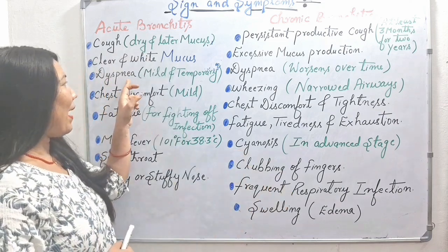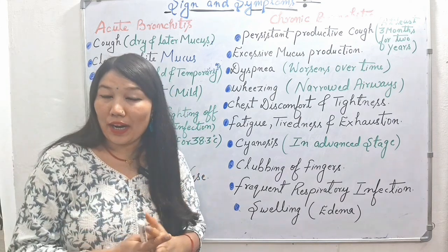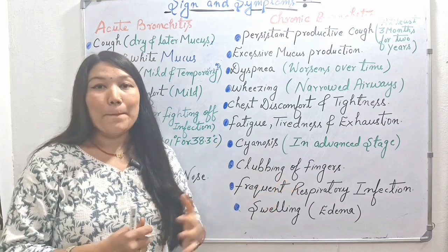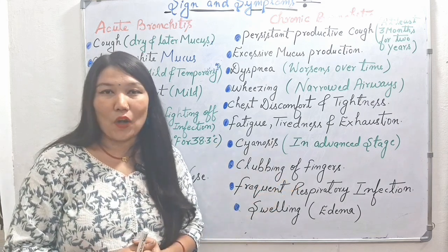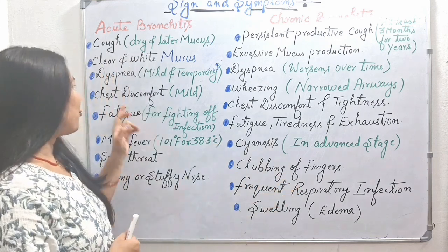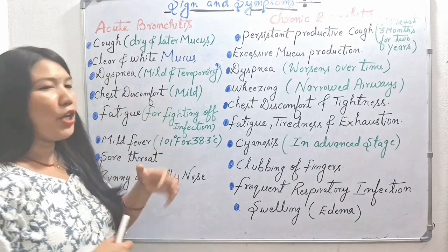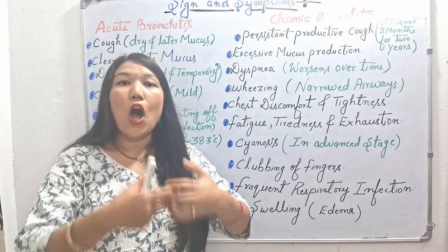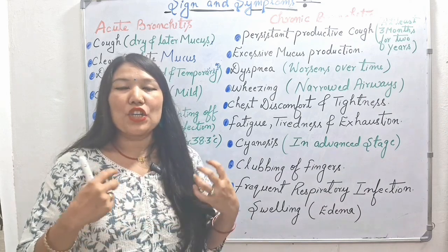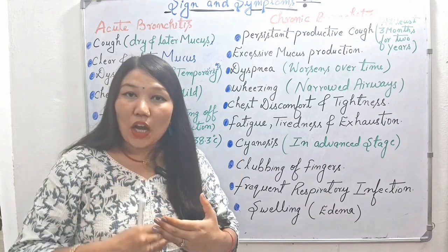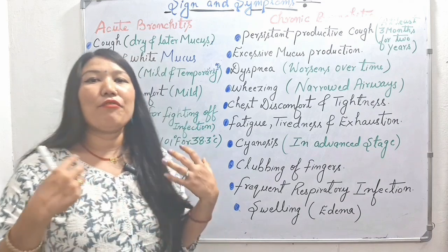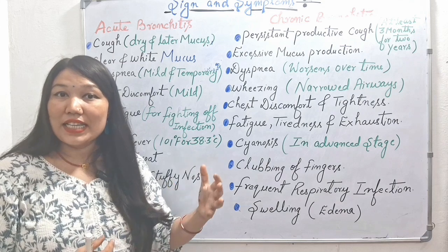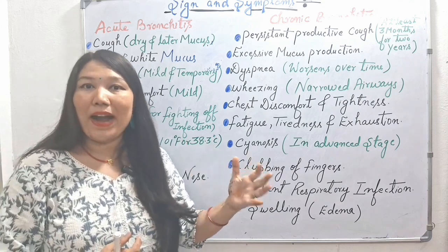Next we have dyspnea, mild and temporary. In acute bronchitis, the patient will have a shortness of breath condition, that is called dyspnea, but this dyspnea will be in a temporary or mild form. Next we have chest discomfort, that will be in a mild form. The patient will have chest discomfort because he is suffocating for oxygen in the body. The patient is trying to get oxygen from the environment, so he will feel heaviness and discomfort in the chest, but this discomfort, heaviness or tightness in the chest will be in a mild form.